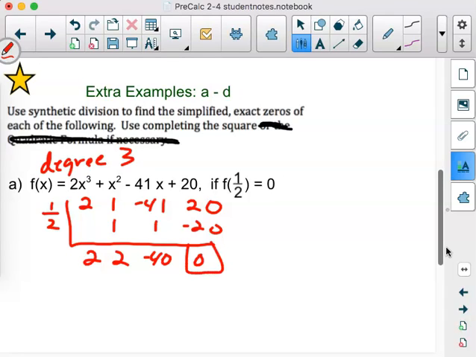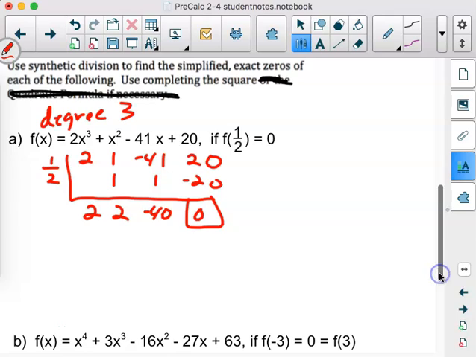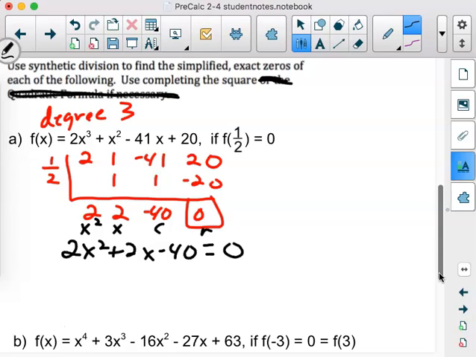Now, we expected the 0. It told us if you put 1/2 into this thing, you're supposed to get a 0. But we need the other numbers because we know that there's 2 more of these out there. So now we have to think, okay, what do I have left? And remember that this is remainder, constant, x, and x squared. So we have 2x squared plus 2x minus 40 equals 0.